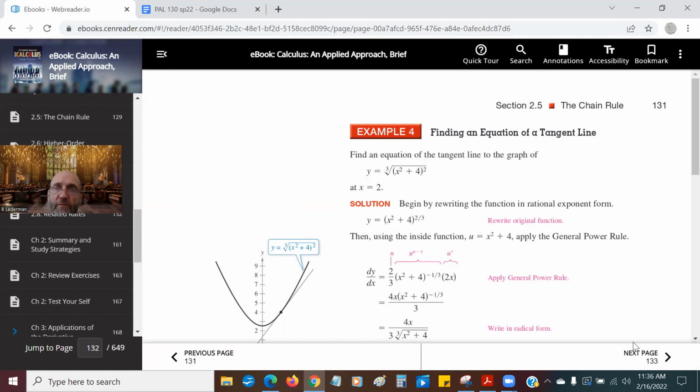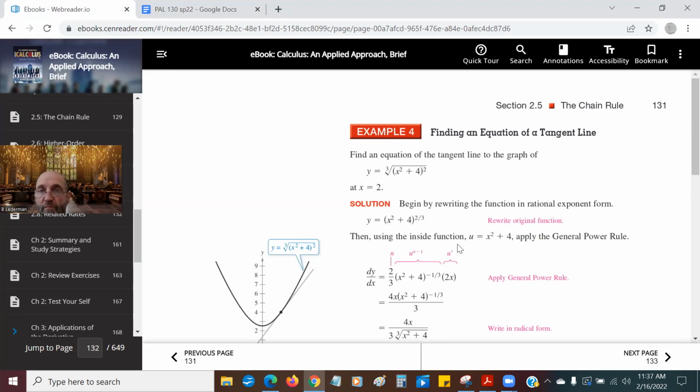So first thing I want to do is rewrite this. It's the cube root of this to the square. The rule is that if you have a root and a power, that's a fraction. So you have x squared plus 4 to the 2/3 power. The top number 2, that's the power. The bottom number 3, that's the root. In general, whenever you have a fractional exponent, the top number is an exponent and the bottom number is a root.